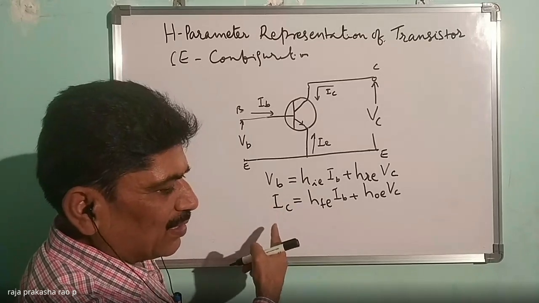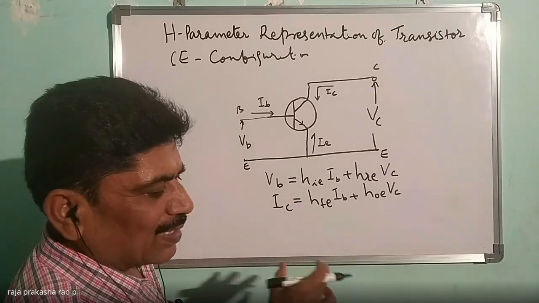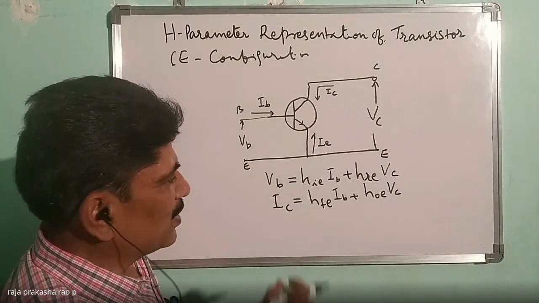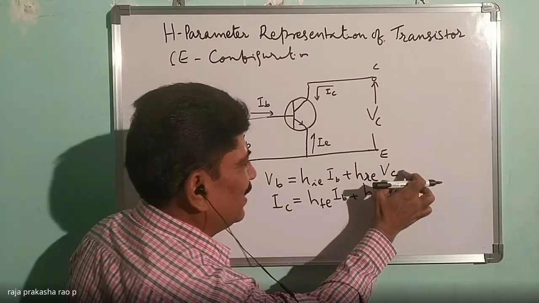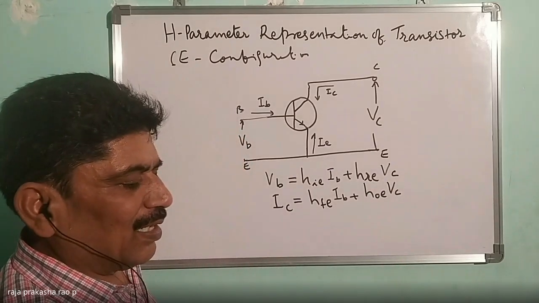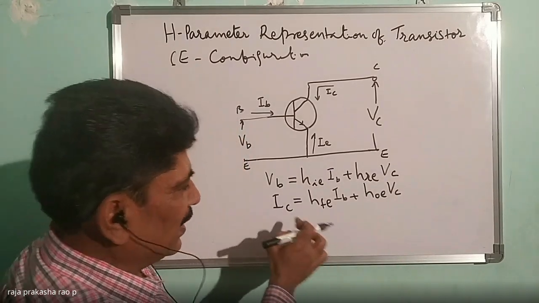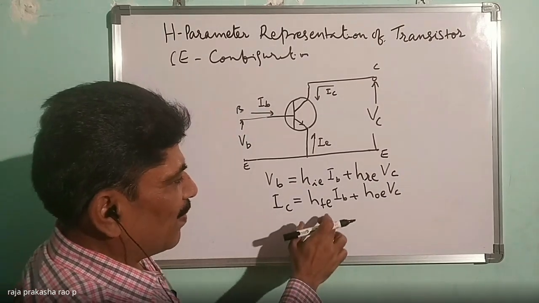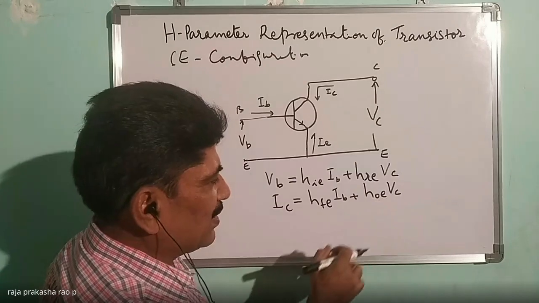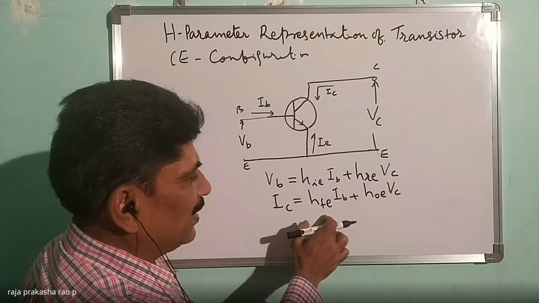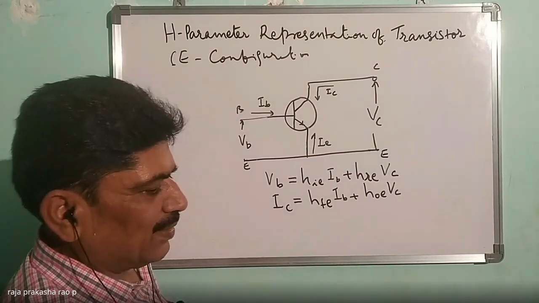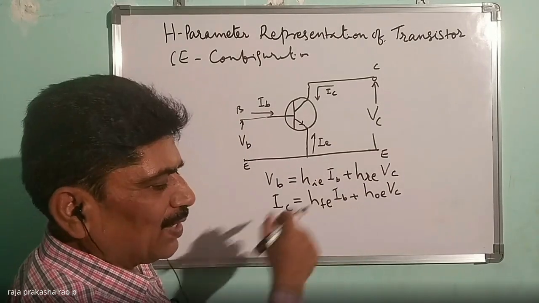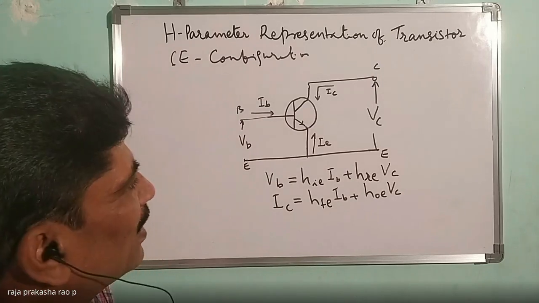The next step is how to draw the circuit. Input circuit is represented by the first equation and output circuit is represented by the second. Output circuit will have a resistor in parallel with a current generator. And for the input circuit, hie will be there in series with the voltage generator. I will draw that circuit now.